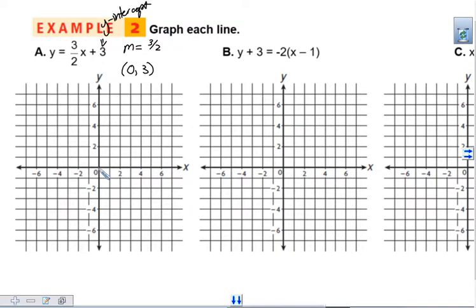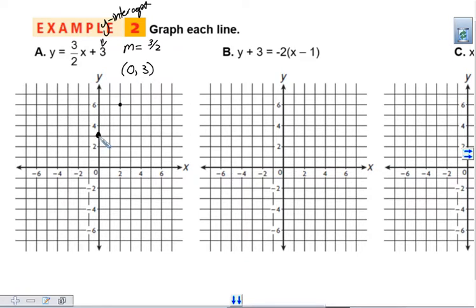So no change on the x, up 3, and put our point. And then we're going to take our slope from there. So it's a rise of 3 and a run of 2. So we're going to go up 3 units and right 2 units. We're going to do that same thing, up 3 over 2. That puts us off the graph.